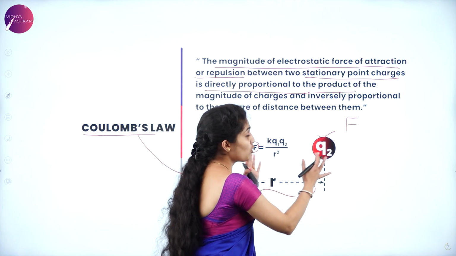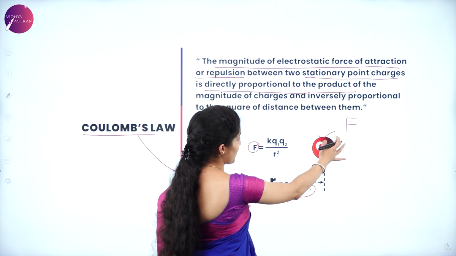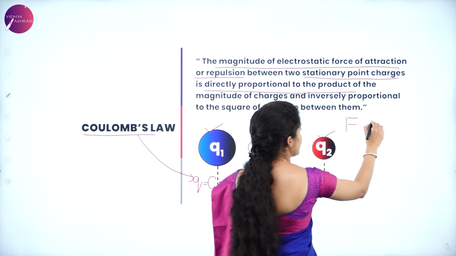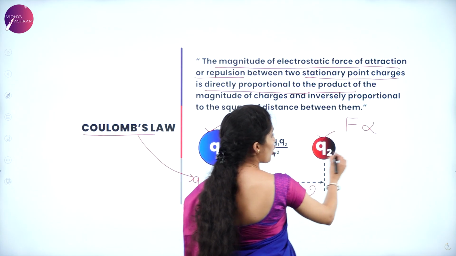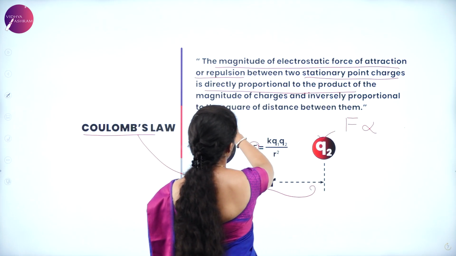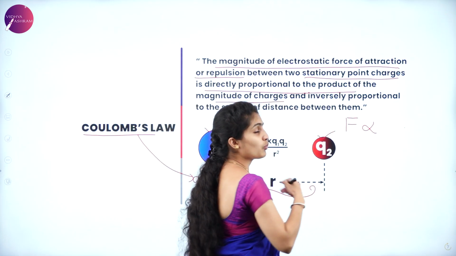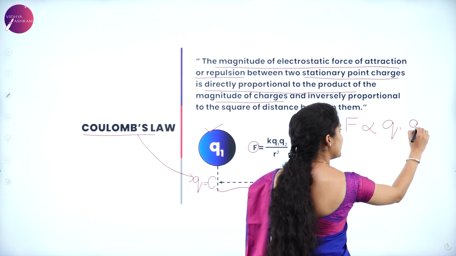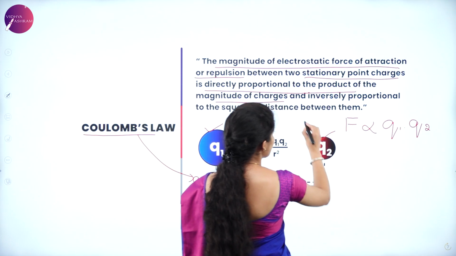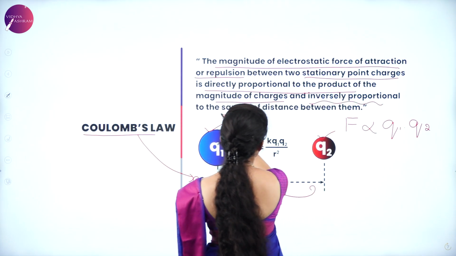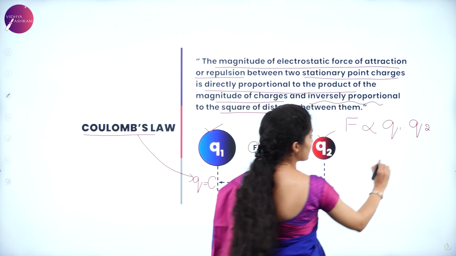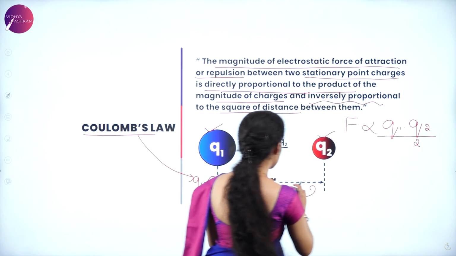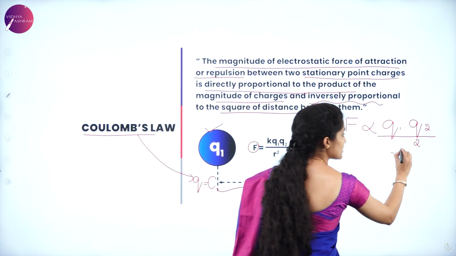So here the force of attraction or repulsion between the two stationary point charges is directly proportional to the product of the magnitude of the charges, that is the value of the charges. We don't know the value, so simply write Q1 and Q2, the magnitude of the charges, and it is inversely proportional to the square of the distance between them. So inversely proportional to the square of the distance. The distance is denoted by r, the distance between them.